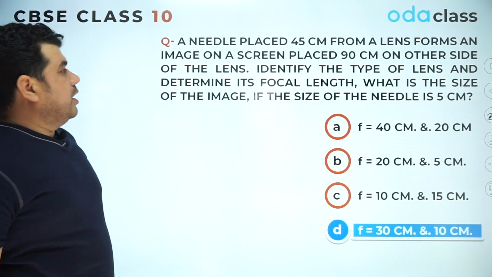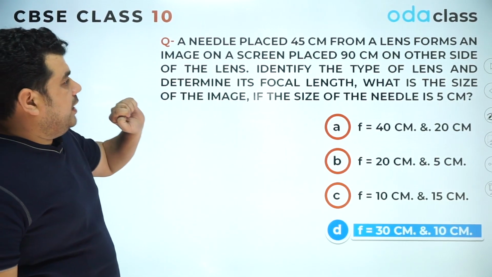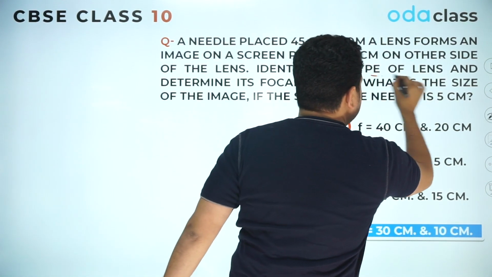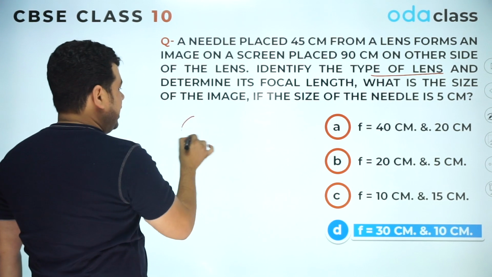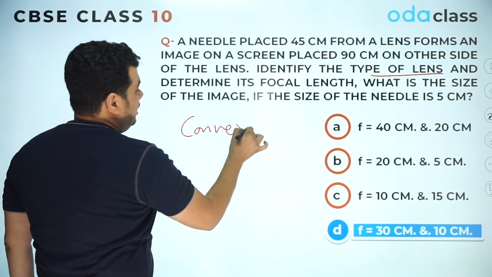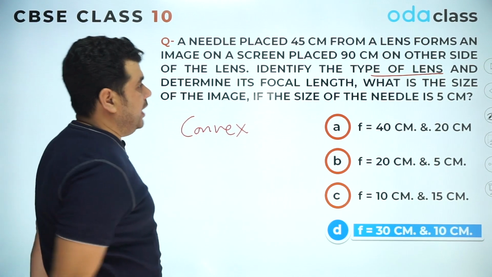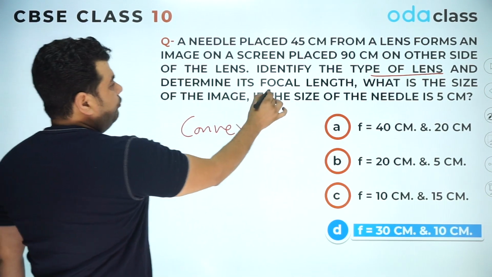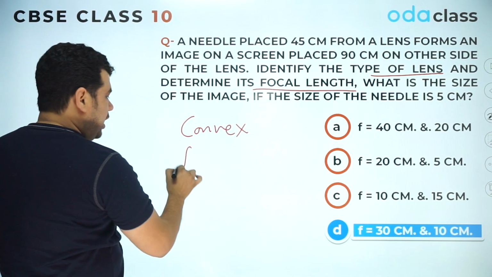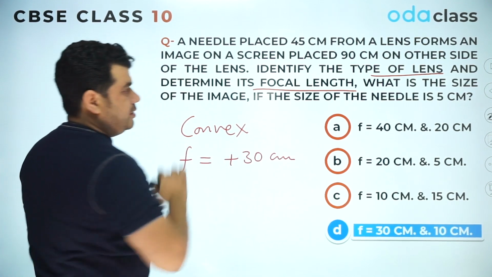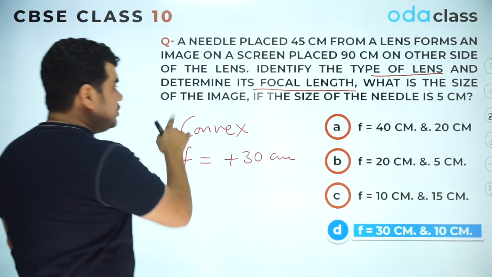As you can see, first of all, we have to identify the type of lens. So what's the answer? Type of lens? Yes. Type of lens is convex. Why? Because we have the focal length positive. And then determine the focal length. We got it. f is equal to plus 30 centimeter. Correct. What is the size of the image?